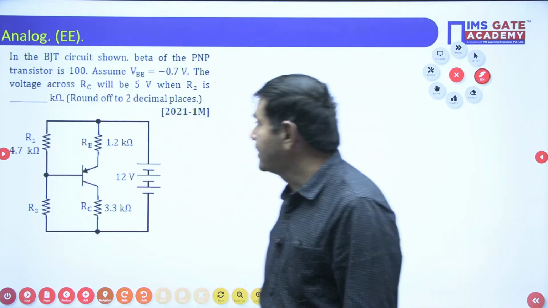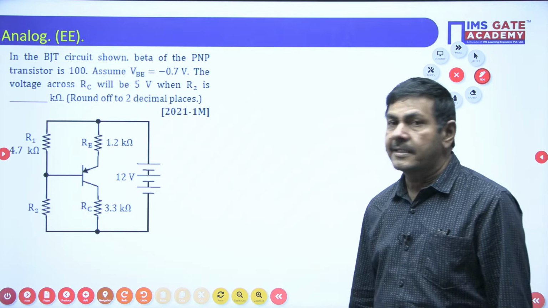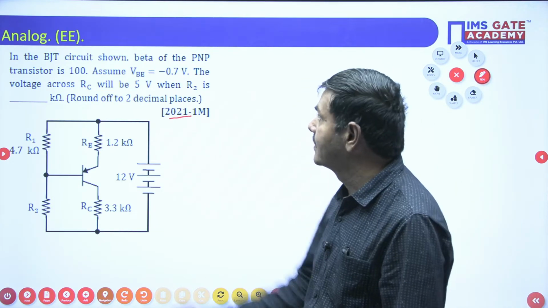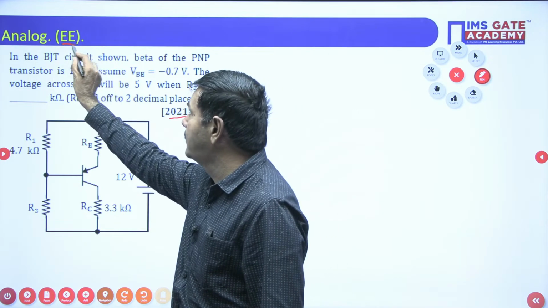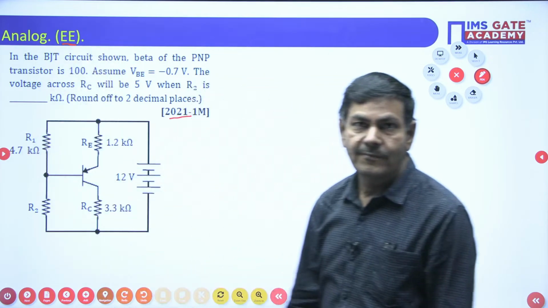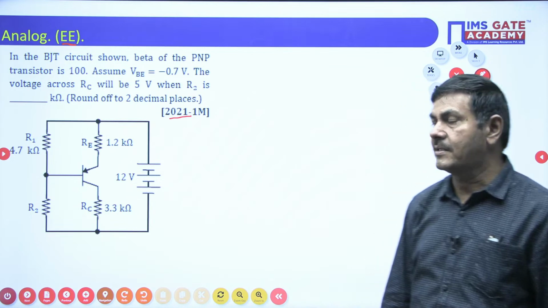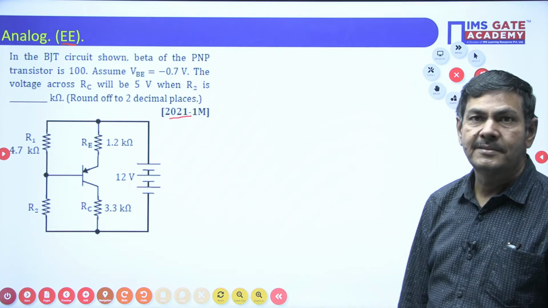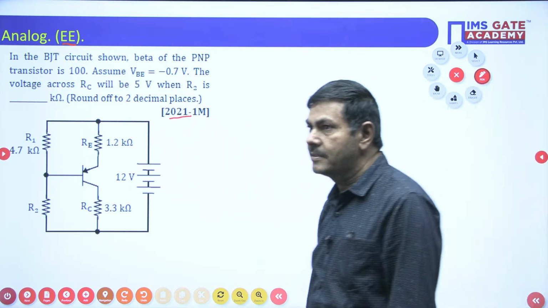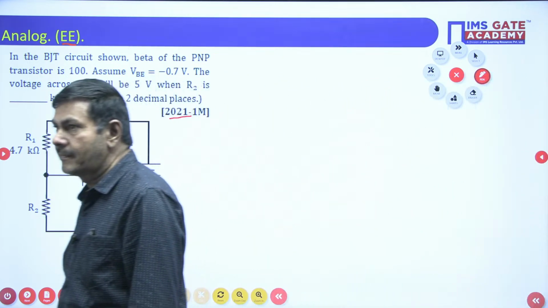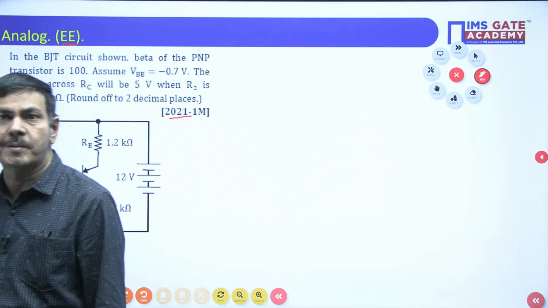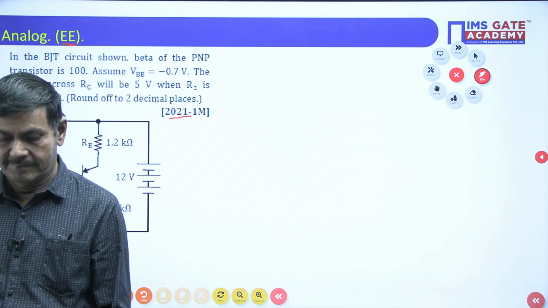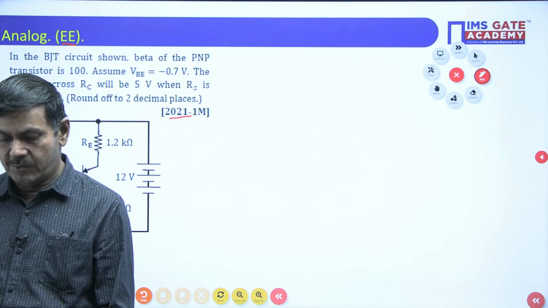Now you please try this question. It's a GATE 2021 analog question, but the branch is EE. From the electrical paper, this question was asked. Anybody can do it? Take some time and give the answer. I will wait for some time. Please try this question. Please tackle this question without my help.